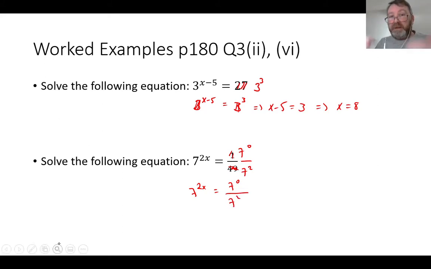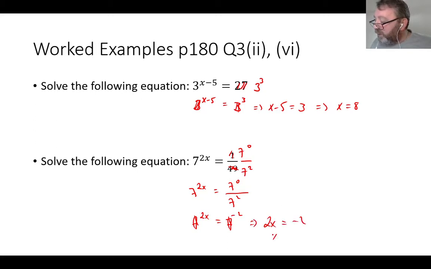Now apply the appropriate index rules. On the left hand side, nothing to do, 7 to the 2x. But on the right hand side, you're dividing the same base, so you keep the base and you subtract the powers. 0 minus 2 is minus 2. Left hand side, right hand side, do the bases match? Yes. Cancel them. What do I end up with? 2x equals minus 2, x equals minus 1.